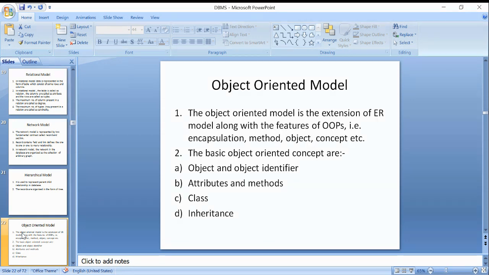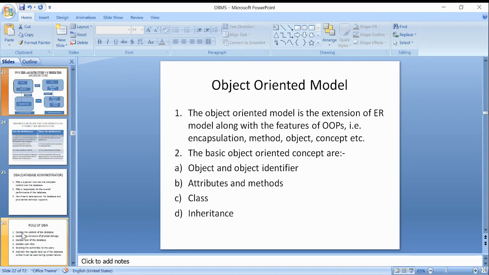Now coming to the last one, that is object-oriented model. The object-oriented model is the extension of ER model along with the features of OOPS, that is encapsulation, method, object, concept, etc. The basic object-oriented concepts are first object and object identifier, second attributes and method, third class, fourth inheritance.